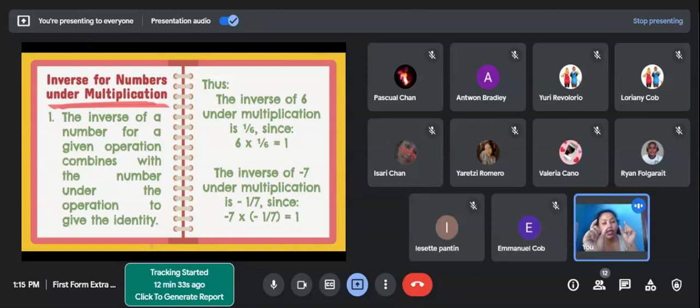And the same thing if I were to give you a negative. When I gave you 6 and the inverse is 1 over 6, both of them were positive numbers. So if I give you negative 7, the inverse of negative 7 is going to be negative 1 over 7, because it is a negative number that I'm giving you. If I give you negative 5, the inverse is going to be negative 1 over 5. Did everybody understand?